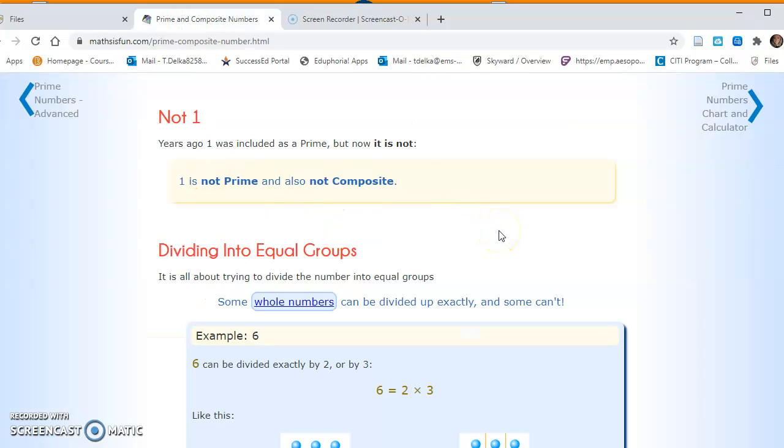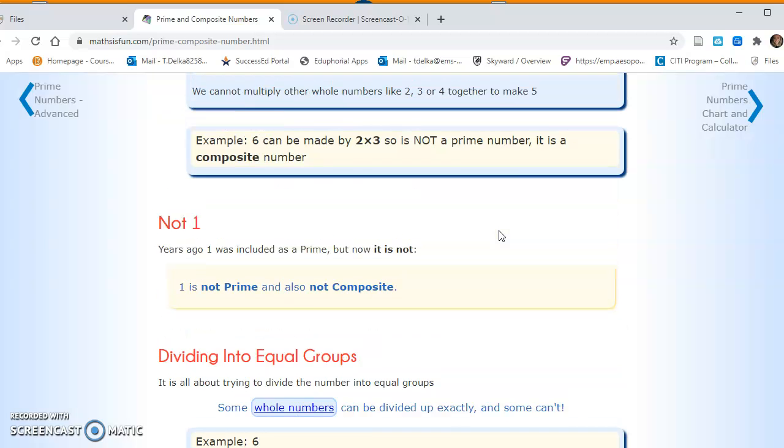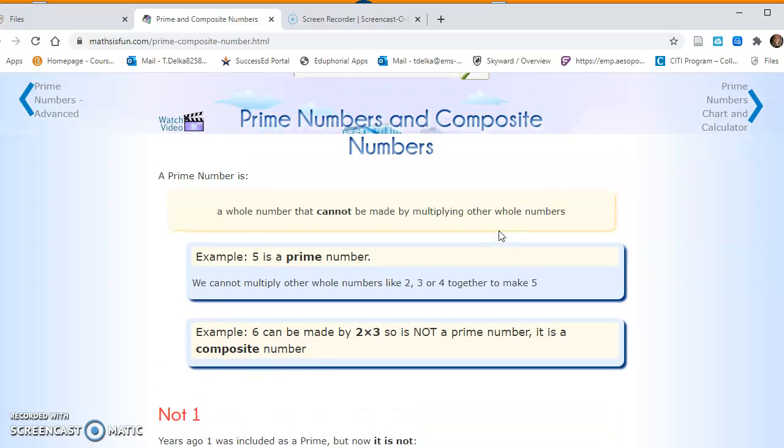Hey students, this is for Algebra 1 and Algebra 2 for Wednesday, September 30th, and we're going to discuss prime and composite numbers. And yes, you went over this probably in 5th and 6th grade math. That was where you were introduced, but we're going to do a recap to make sure you remember what they are.